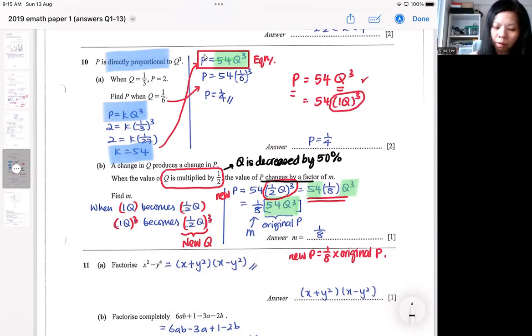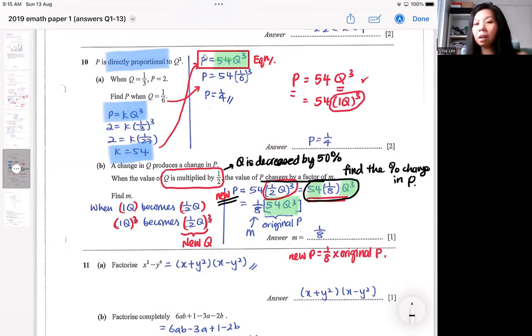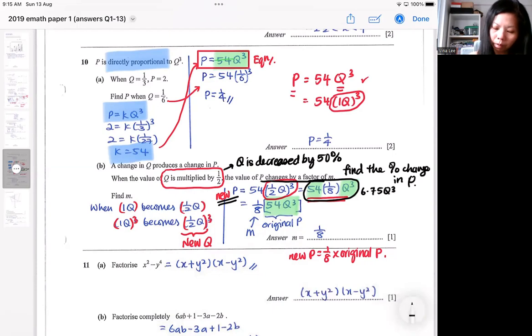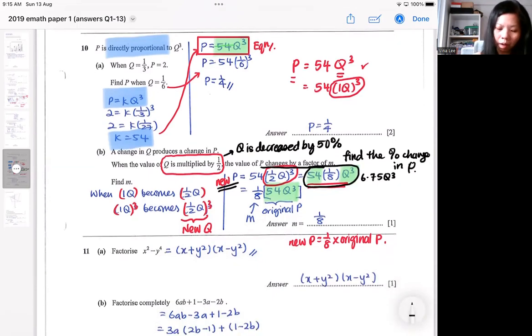And they could have asked you, find the percentage change in P. If let's say the question had asked this way, I would have found my new P and I will press out my new P. I will have pressed the 54 times 1/8. Then I will get 6.75 Q cube. So if they have asked for the percentage change, I will have done it this way. I will get a new P and I will compare with my original P.